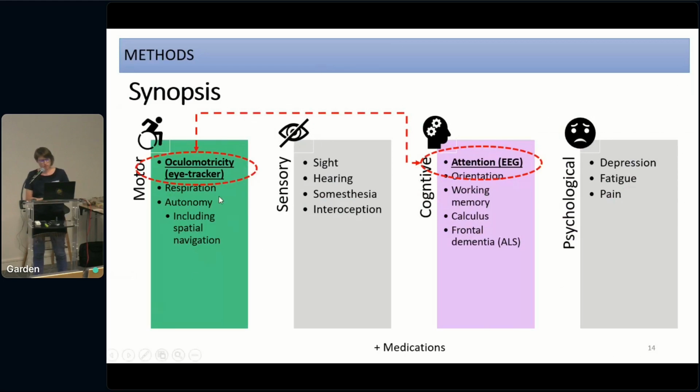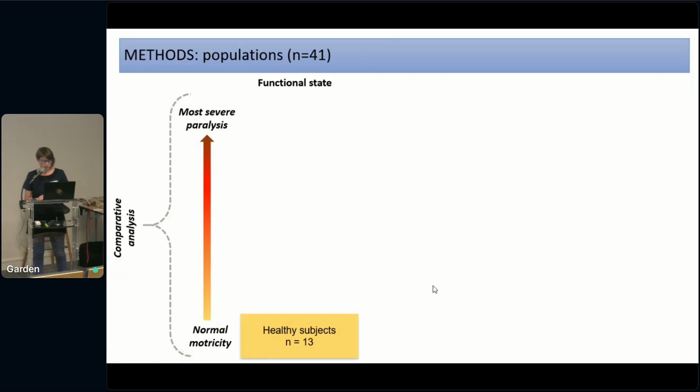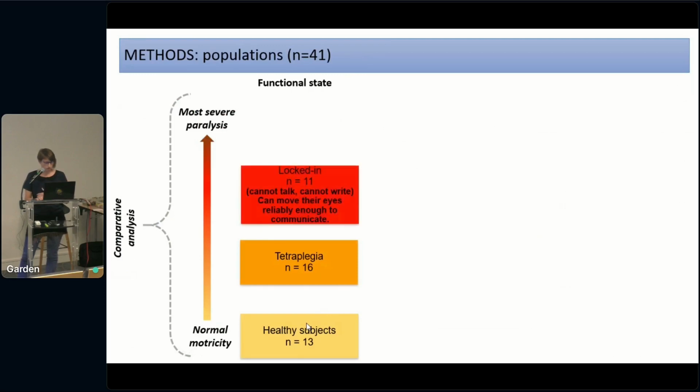We also monitor a lot of factors that can influence the results. And we included a control group with healthy subjects, some patients with tetraplegia who can talk and move their eyes, and some patients with locked-in syndrome, so these patients are strongly paralyzed. They cannot move, cannot talk, and they can move their eyes a little, enough to communicate, but not very precisely.